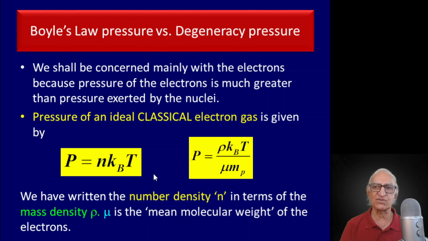What is the mean molecular weight of the electrons? Please remember that for all the elements in the periodic table other than hydrogen, for every electron there are two massive particles in the nucleus. You take the helium nucleus. It has 2 protons and 2 neutrons, and you have only 2 electrons. In other words, the ratio of capital Z divided by capital A, which is the ratio of the nuclear charge to the nuclear mass, is roughly 1/2 for almost the entire periodic table after hydrogen. So this mu is simply to allow for that factor.